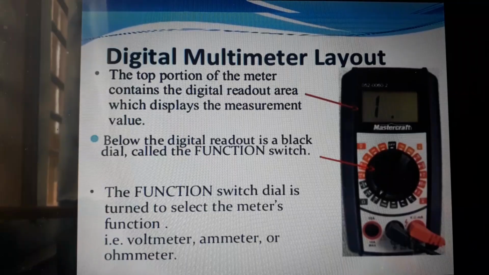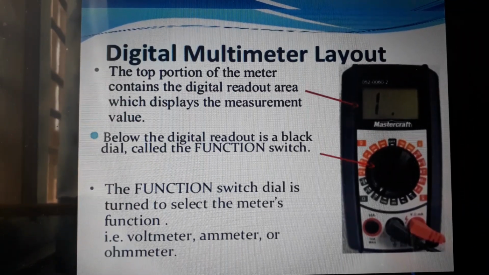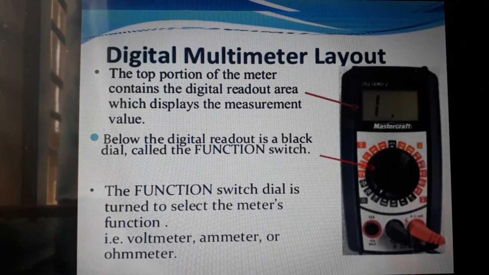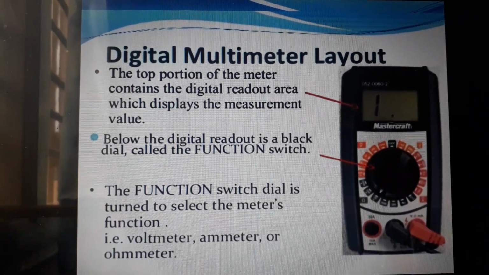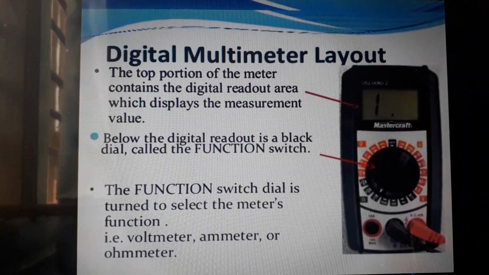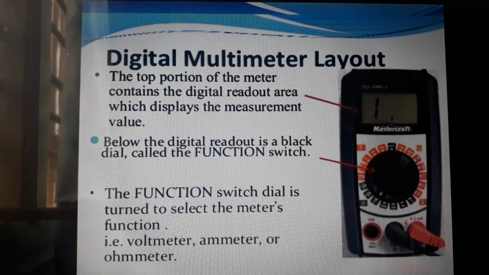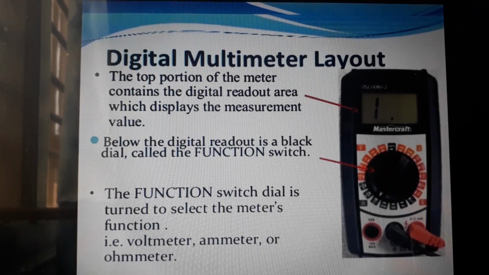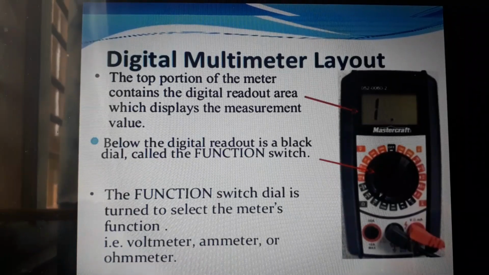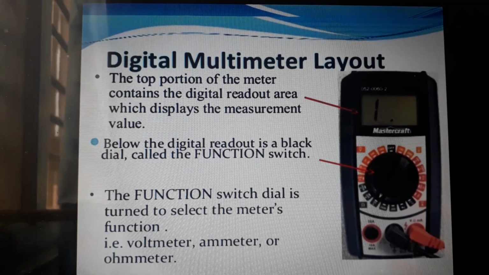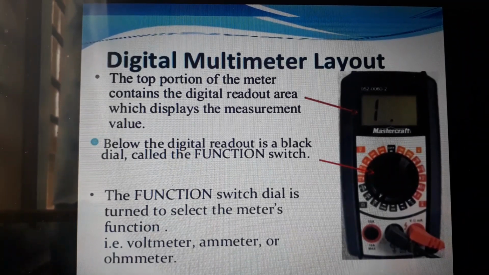The lower portion, the black dial, is called the function switch. This function switch dial is turned to select the meter's function. If we want a voltmeter, an ammeter or an ohm meter, we can select it with the function switch. So generally we classify it into two parts: the upper part is the display, and the lower part is the function switch.